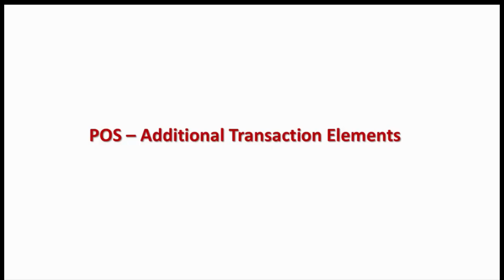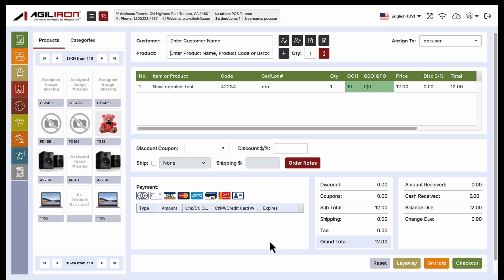Now that we have completed a POS order from start to finish, let's look at a few additional elements of the POS that you can add to a transaction. First, you can add order level discounts. This can be dollars off or percentage off. As a default, it is treated as a dollar off amount, but if you want a percentage off discount, add a percentage sign at the end.